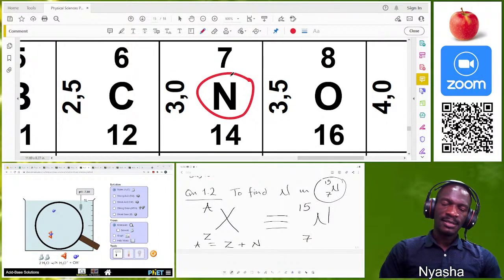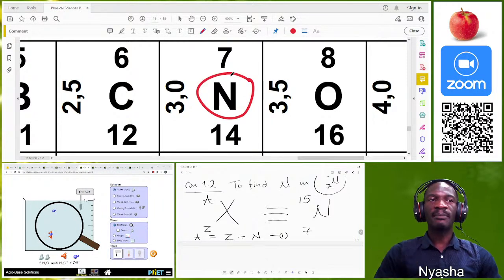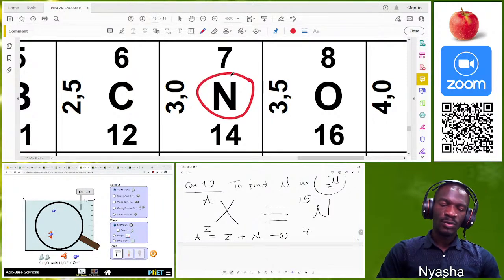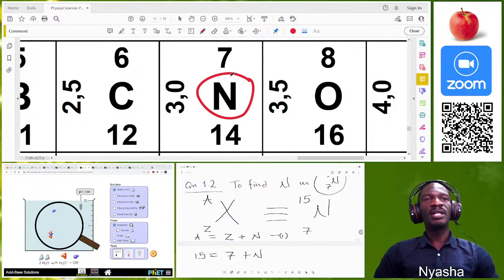Now, let's make use of this equation. Let's call it equation number 1. And obviously, this is our A. If we want to build equation number 2 to find the unknown, I will write the 15 as the A because that is our mass number. So this 15 is equal to a Z of 7 plus the unknown number of neutrons. That's the number of neutrons that we are looking for.